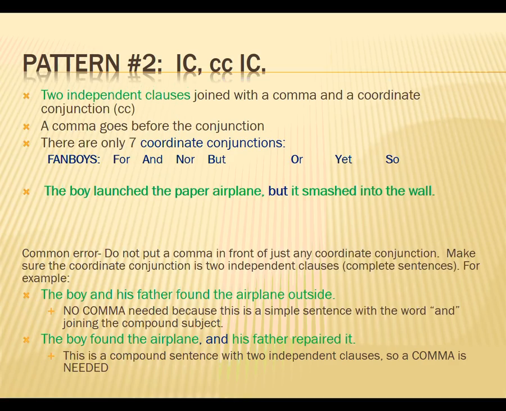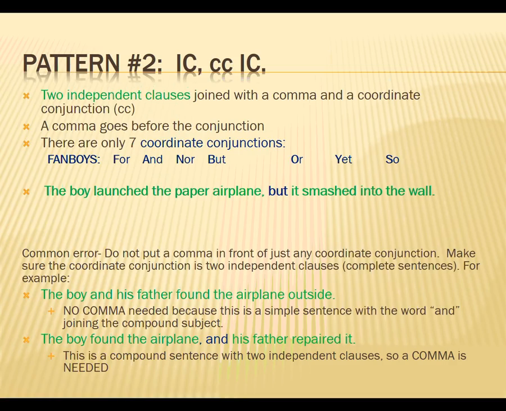There are 7 coordinate conjunctions: for, and, nor, but, or, yet, so. An easy trick to recall the 7 coordinate conjunctions is the word fanboys, an acronym made up of the first letter of each of the coordinate conjunctions. To connect two independent clauses using a coordinate conjunction, you must place a comma before the conjunction.